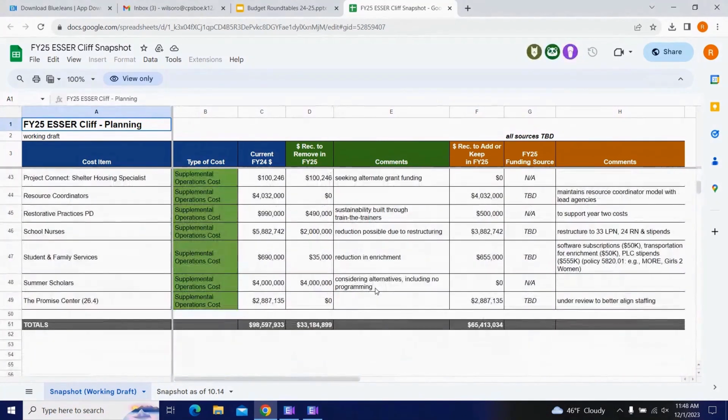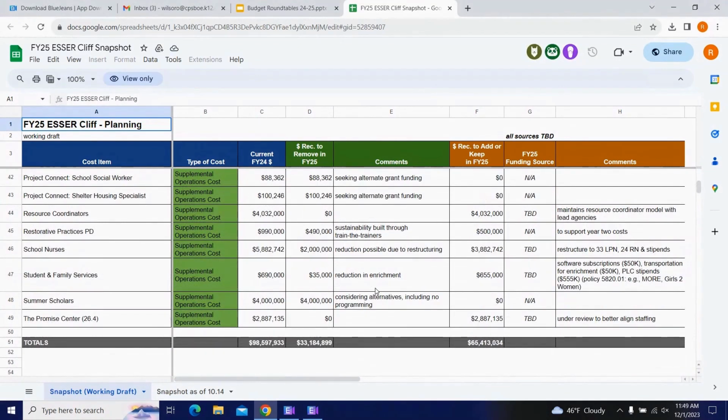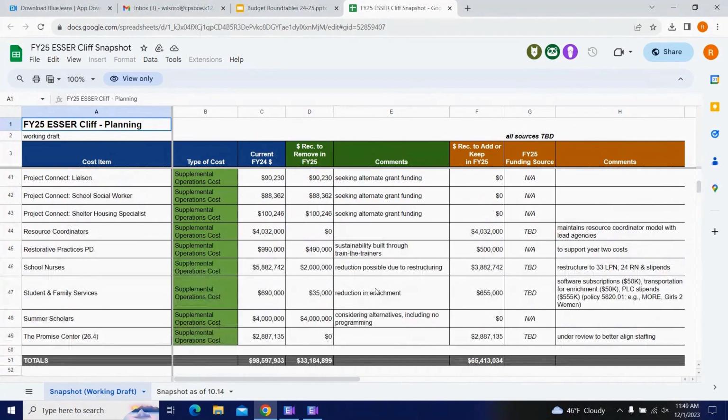Again, if you look at the very top, you see blue, green, and orange stated columns. The green columns are the amounts of money that we think we could actually remove for next year. So that's the roughly $21 million that we think may not need to carry forward into next school year. What's in the orange, though, are amounts of dollars that we think we likely need to keep.